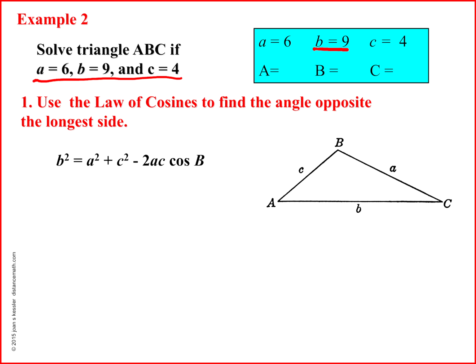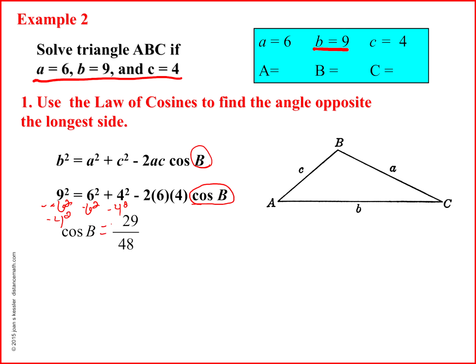So b squared. Substitute in what we know. This time what I don't know is going to be capital B. So we substitute in our 9 squared equals a, 6 squared plus 4 squared minus 2 times 6 times 4 times cosine B. And we need to solve this for cosine B. So we want to get cosine B by itself. So that means you need to take your 9 squared and subtract 6 squared and subtract 4 squared from both sides.